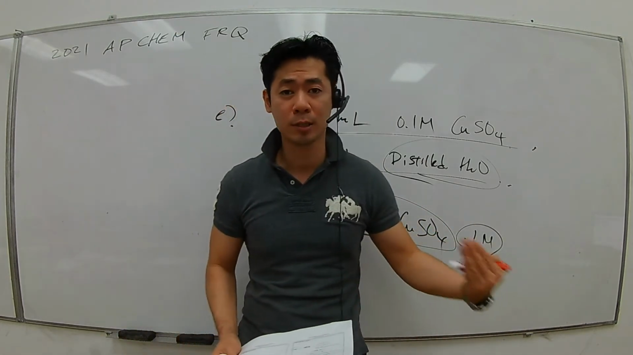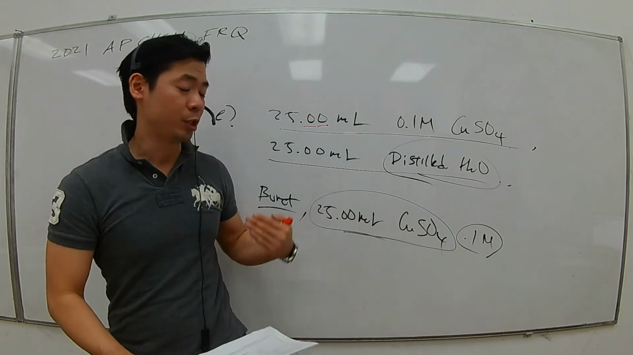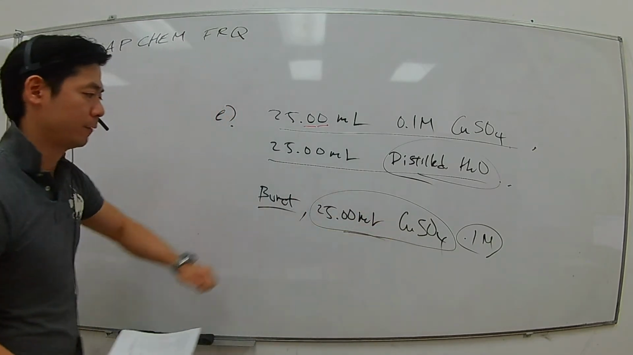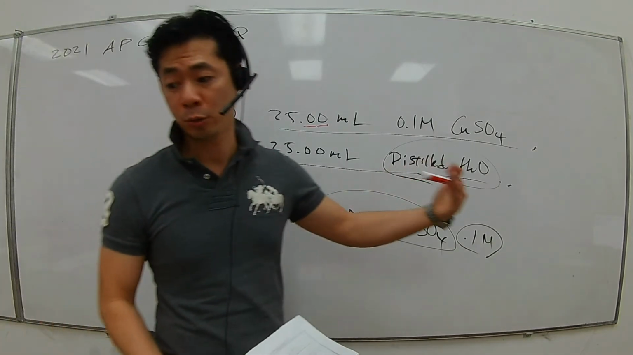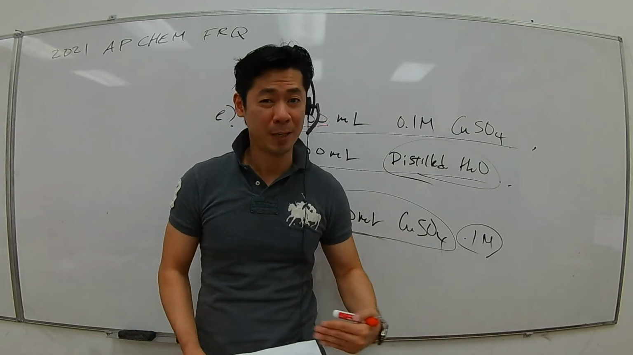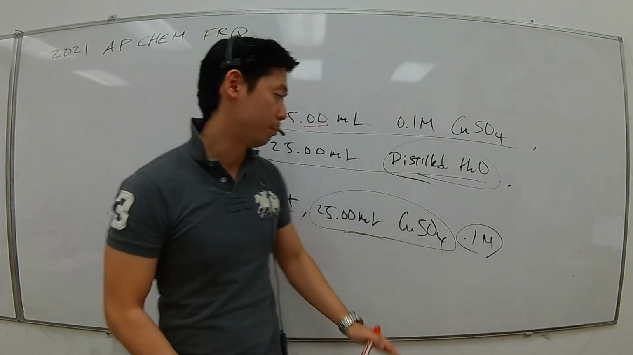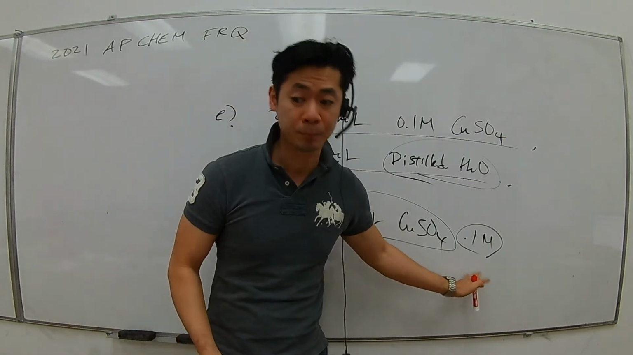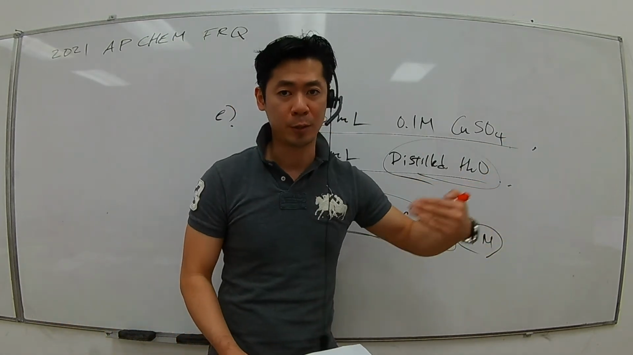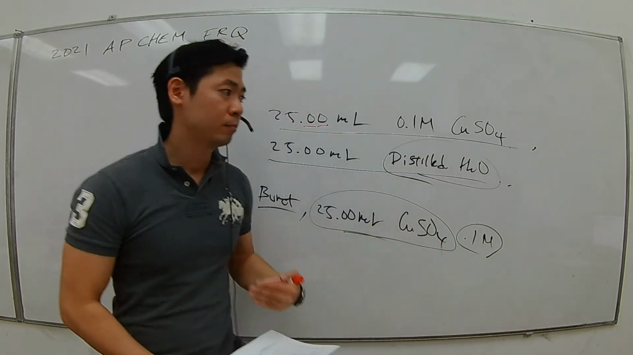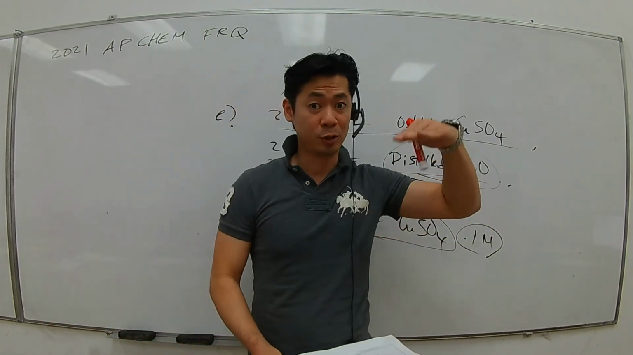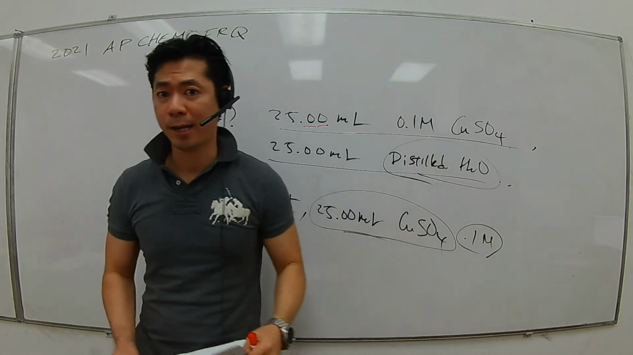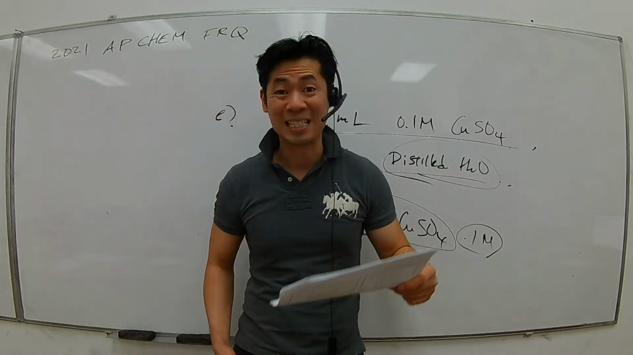So you would say, I would need a burette and measure out 25 milliliters of copper sulfate. You can say pipette as well, or a 25 milliliter volumetric pipette, and get 25 milliliters of the 0.1 molar copper sulfate and deliver it to the volumetric flask. Then add water up to the mark of the volumetric flask. That is the direction you have to take for part E of number 3.